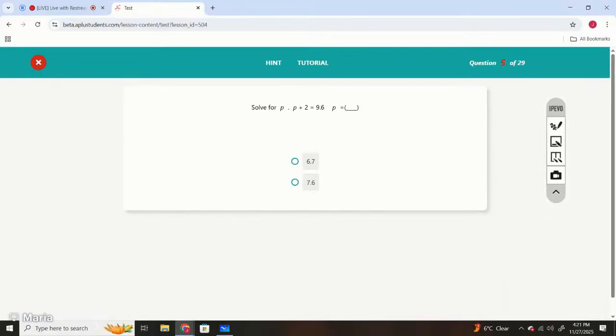Solve for P. P plus 2 equals 9.6. So which is the correct option? That is 9.6 minus 2, which is 7.6. Option number 2 is the correct option.